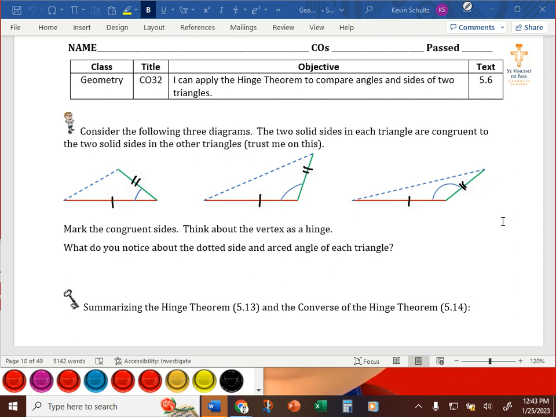So what this shows you is that you can make 3 very different triangles when you have 2 congruent sides. The red segment is congruent in all of them, the green one congruent in all of them. But what determines the length of that third side, which is dotted there, is the measure of the angle between our 2 congruent sides. Right?